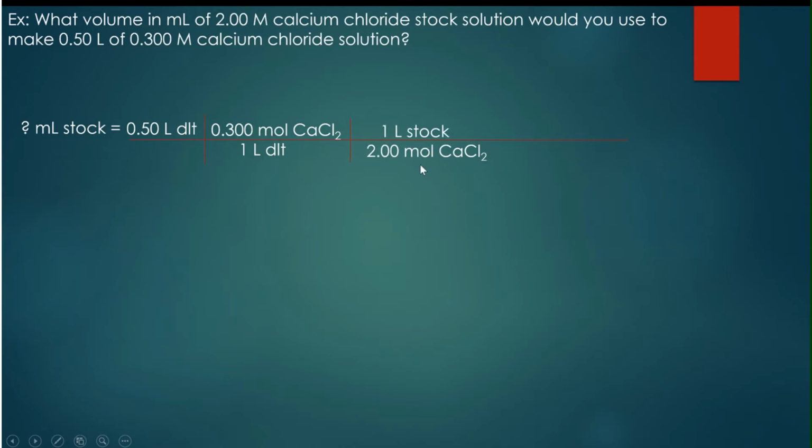Our stock solution is moles over liters. Now we've been talking about this for quite some time. I can travel 60 miles per hour, or in 1 hour, I'll travel 60 miles. It doesn't matter if I write it top to bottom, bottom to top. What matters is getting these units to cancel out. Moles calcium chloride, moles calcium chloride. So here is my 2 molar, moles per liter, 1 liter per 2 moles of stock solution.